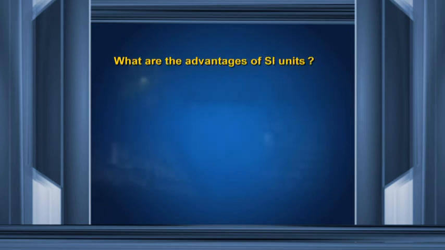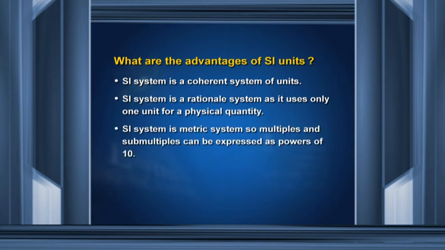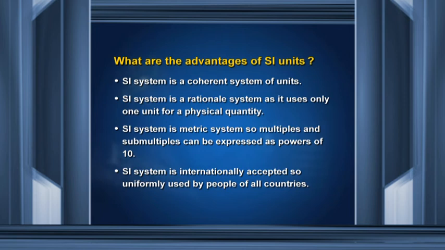What is the advantage of SI units? The SI system is a coherent system of units. The SI system is a rational system as it uses only one unit for a physical quantity. The SI system is a metric system, so multiples and submultiples can be expressed as powers of 10. The SI system is internationally accepted, so uniformly used by people of all countries. So, that becomes simpler whether you take a measurement here in India or anywhere else.